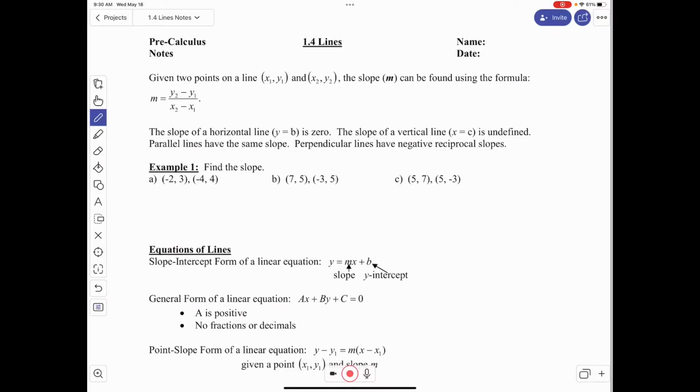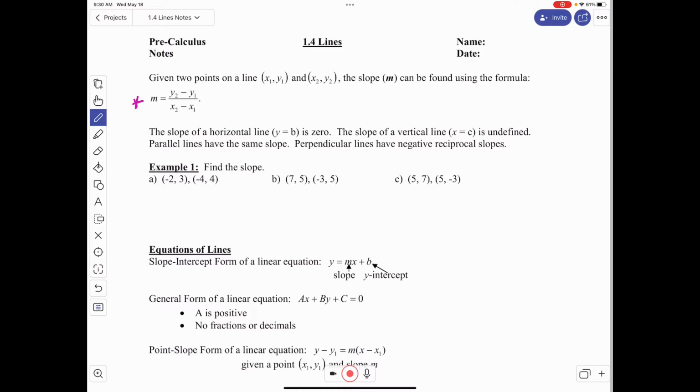We're going over slope, and we'll go over slope-intercept form, general form, and point slope form. So first of all, given 2 points of a line, you can find the slope using the formula m equals y2 minus y1 over x2 minus x1. So you're just subtracting your y's over subtracting your x's.